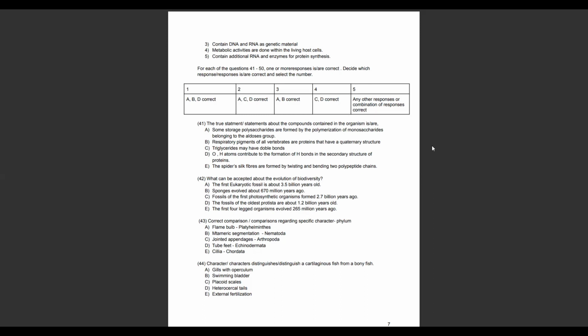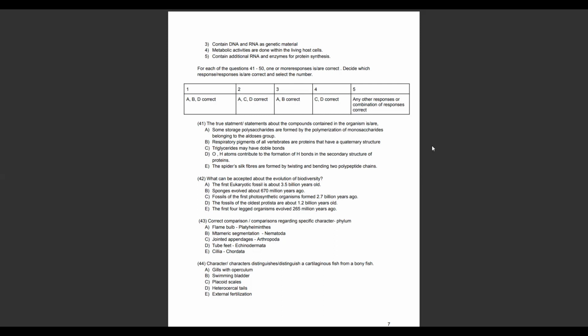Answer number 2. Triglyceride may have a double bond. Yes, a carbon-oxygen double bond is there. So C is correct. D, oxygen-hydrogen atoms contribute to the formation of hydrogen bonds in the secondary structure of protein. Yes, that is correct. The spider silk fibers are formed by twisting and bending. Bending happens in the tertiary structure. But spider silk fiber is an example of a secondary structure of protein. Right? So that is incorrect. Only A, C, D are correct. So the answer should be the second answer. But in the marking scheme, we gave marks for the 5th answer.